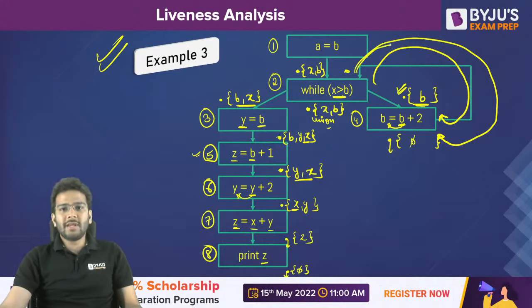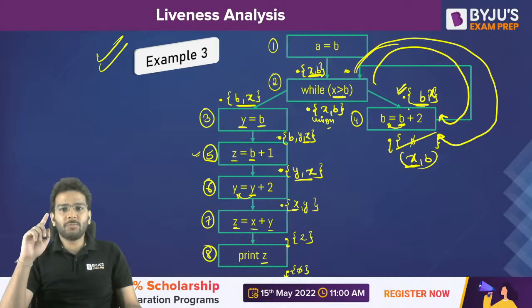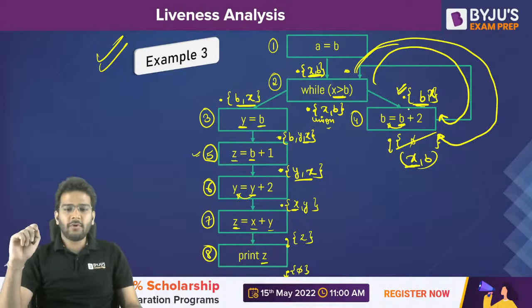So if you make the second iteration from here, you are getting x comma b, definitely it is going to be x comma b here as well. Now if you go upwards, it is also going to contain x here because you are getting x from downwards. So now it is x comma b here. Is this point clear to all of you? If you have any doubt, please ask.